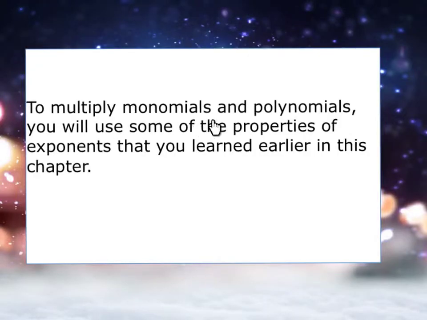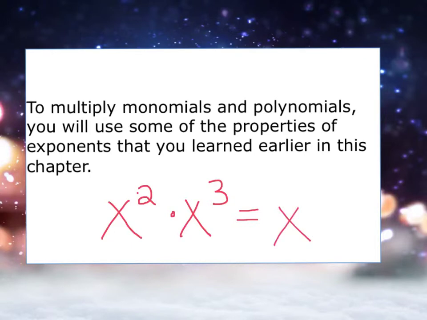To multiply monomials and polynomials, you will use some of the properties of exponents that you learned earlier in this chapter. Earlier in chapter 7, you learned about some properties of exponents, and you needed to learn them in order to use them to multiply monomials and polynomials for the second to last section of chapter 7. So the biggest property that we're going to use, the most popular one, is when you multiply two of the same bases, what do you do to the exponents? In this case, you know that you can't circle them together, so we add, and we get x to the 5th. You'll be doing that most for this section.